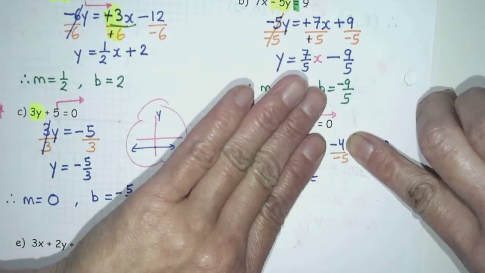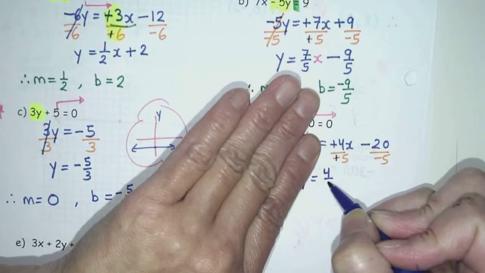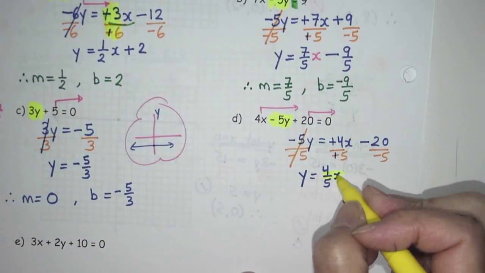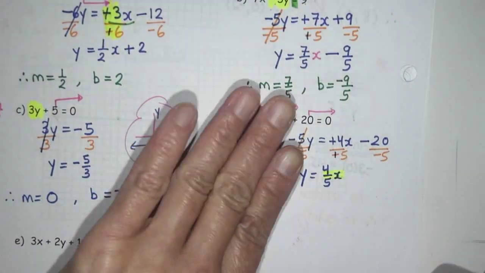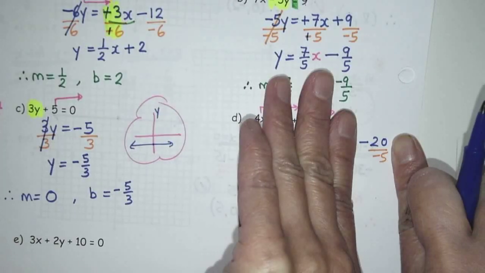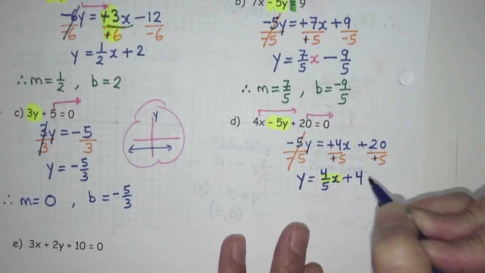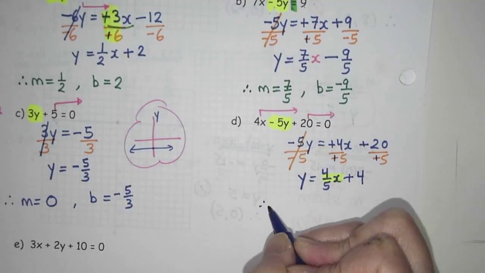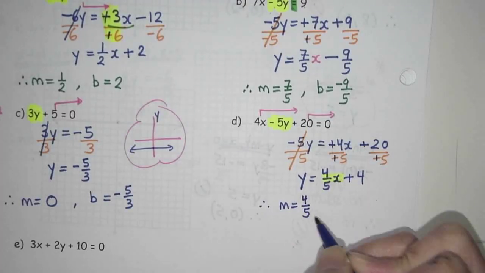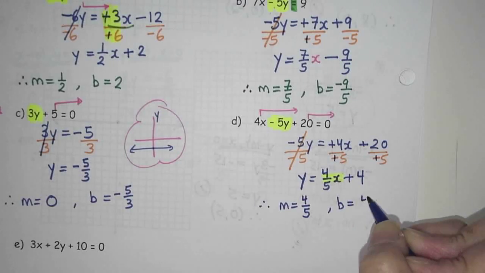Can I reduce negative 4 over negative 5? Yep, to be positive, so it'll be 4 over 5. Put the x in the middle. You'll notice, right, we've talked about this before, x goes in the middle there. Okay, and then here, can I reduce that negative 20 and the negative 5? That becomes positive, and it's 4. So positive 4. So therefore, m equals 4 over 5, and b equals the positive 4.